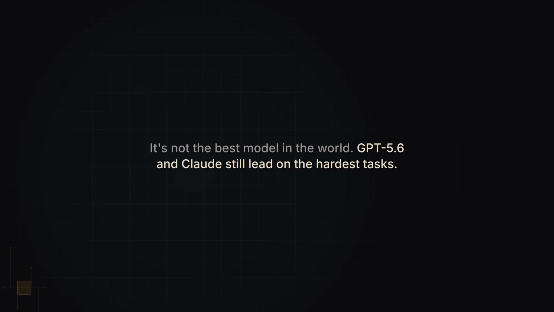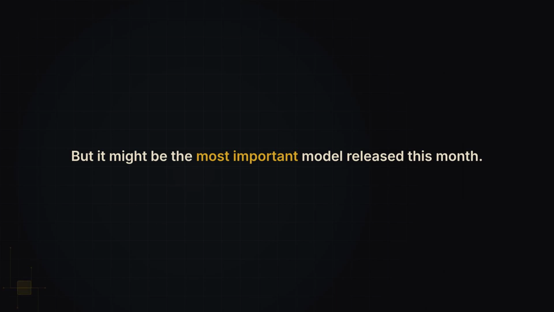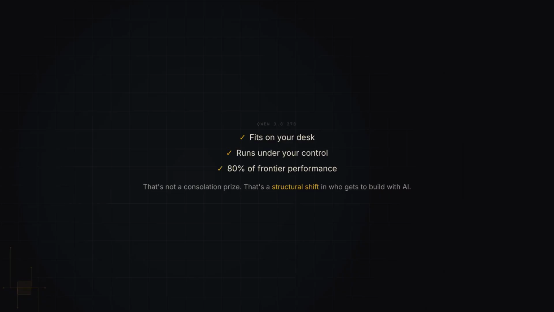So where does this land? It's not the best model in the world. GPT 5.6 and Claude still lead on the hardest tasks, but it might be the most important model released this month. A 27B model that fits on your desk, runs under your control, gets you 80% of the way to frontier performance. That's not a consolation prize. That's a structural shift in who gets to build with AI. Check the benchmarks yourself when independent scores land, but the direction is clear. The local tier just got a lot more interesting, and Alibaba just showed that the gap between closed and open is narrower than anyone expected.